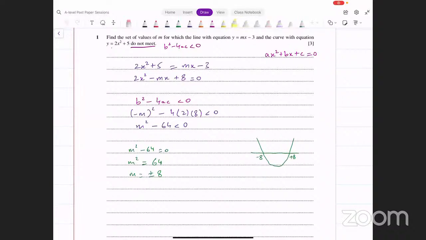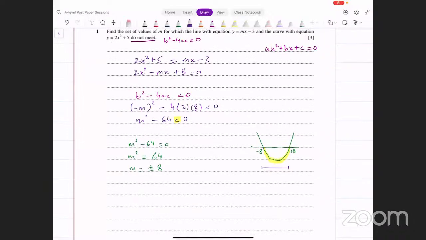Now, what does this inequality tell us? m squared minus 64 should be less than 0. So what are we looking at on this graph? The region of the graph that is below the x-axis, the negative part. What values does it take there? Between minus 8 and 8. This is the region that satisfies this condition. Okay, m squared minus 64 is negative.